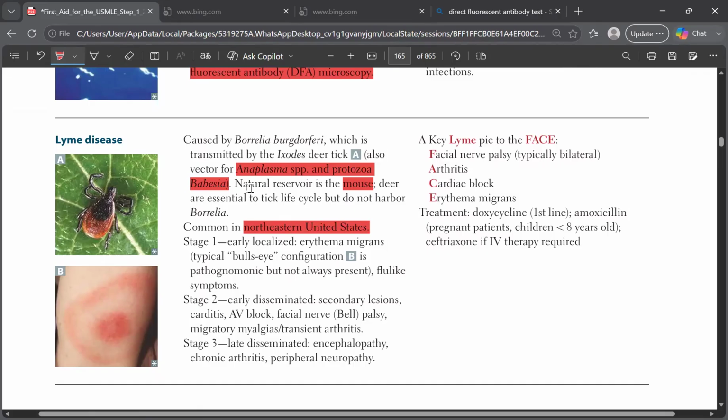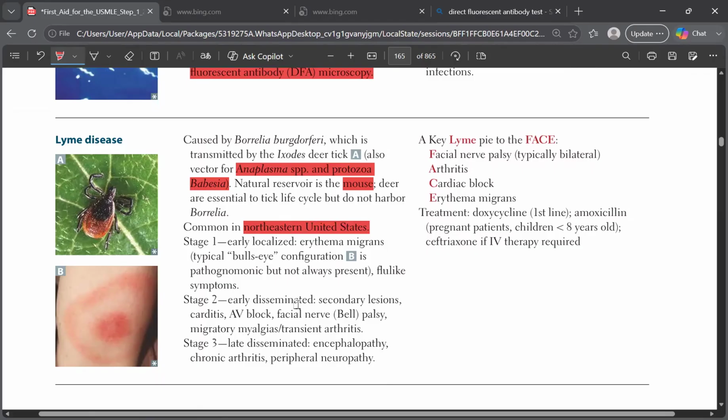Flu-like symptoms appear in this stage. Stage 2 is early disseminated: secondary lesions, carditis, AV block, facial nerve palsy, migrating myalgias, and transient arthritis. Stage 3 is late disseminated: encephalopathy, chronic arthritis, and peripheral neuropathy. A key line: Bell's palsy, facial nerve palsy, arthritis, cardiac block, and erythema migrans.